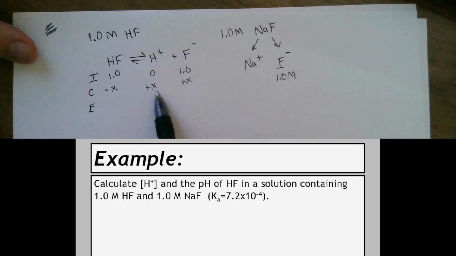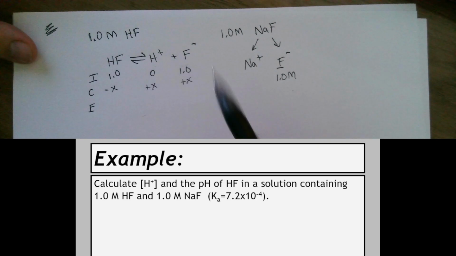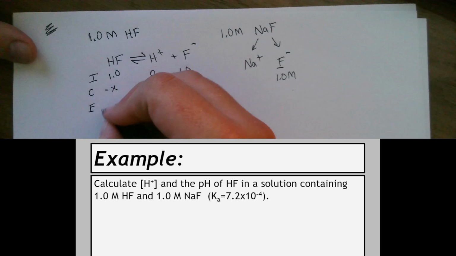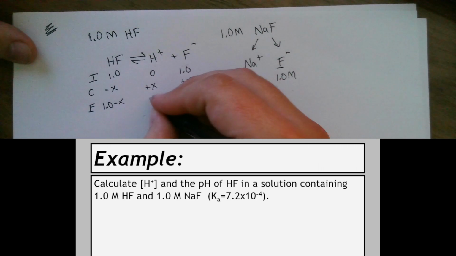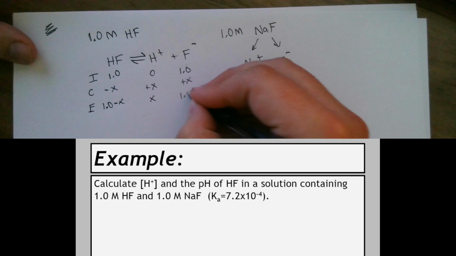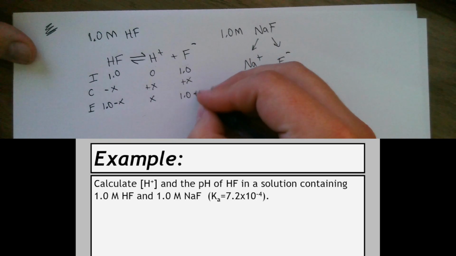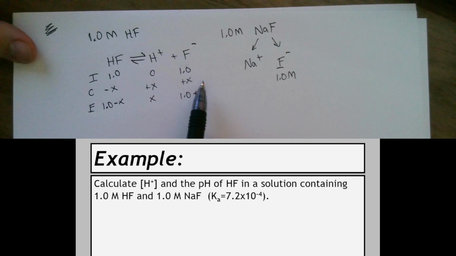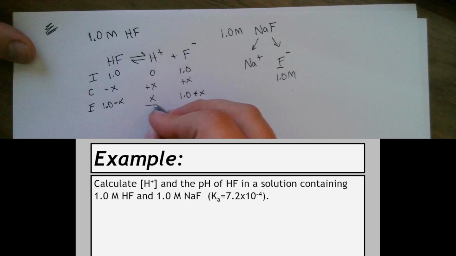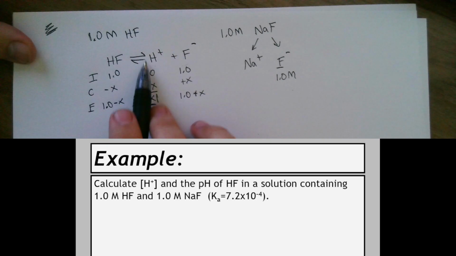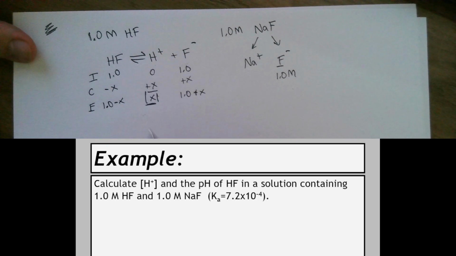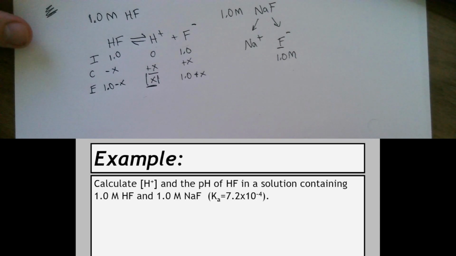Right, if I tried to subtract X from 0, I would have a negative amount of H plus, which is not good. My equilibrium concentrations, I'm just going to subtract them down. 1.0 minus X. I'm going to add down X, and this is 1.0 plus X. So X is going to be the sum amount that changed during this reaction. If we can solve for X, we're going to get what we really want, which is this X. The equilibrium concentration of H+, that's the first thing we're trying to find in the problem, and we can use that to find pH. The way we're going to do that is by doing an equilibrium problem.